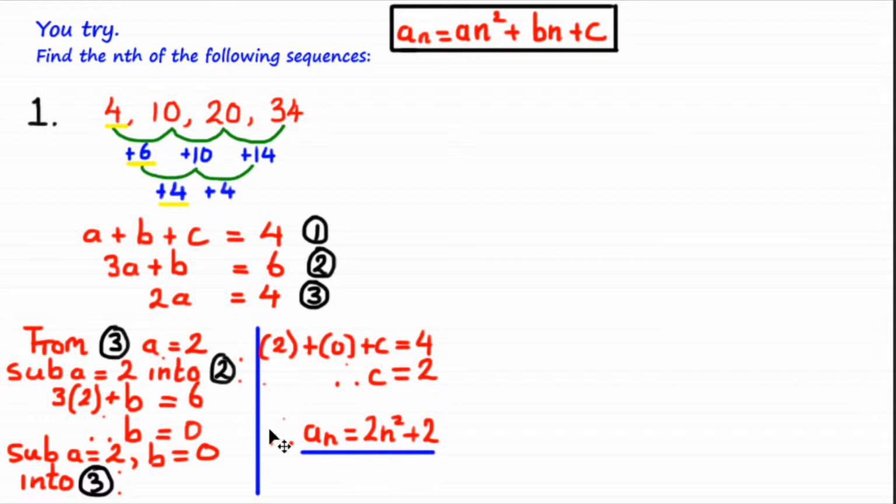So what you want to do to check is just check. We know that the third term should be equal to 20, so plug in n is equal to 3 and check that it equals 20. Same way, if you plugged in n is equal to 4, for example, you should get 34. So check that in your own time.